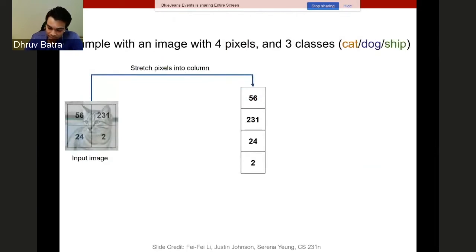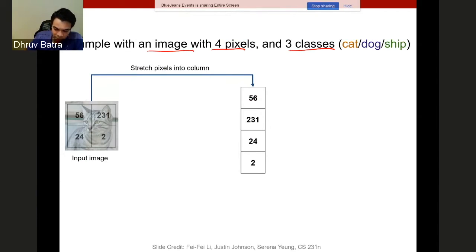Here's a visual example of that, where we can take a really small image with 4 pixels and restrict our attention to just 3 classes. The reason we're doing that is because it is easy to draw pictures with 4 pixels and 3 classes, and we can actually see the matrix, but the same analysis carries over.